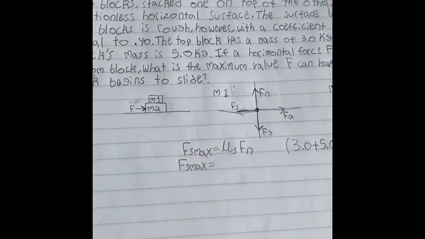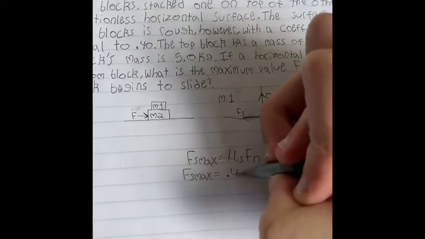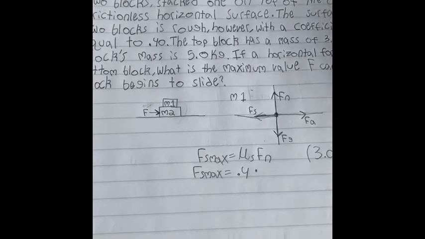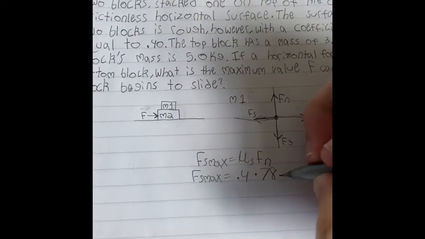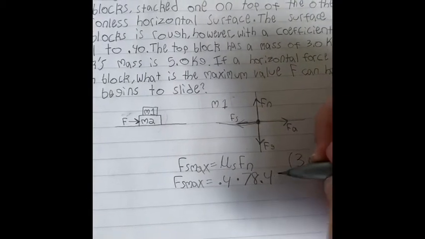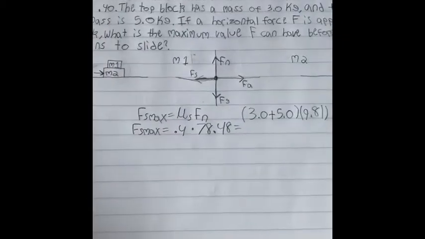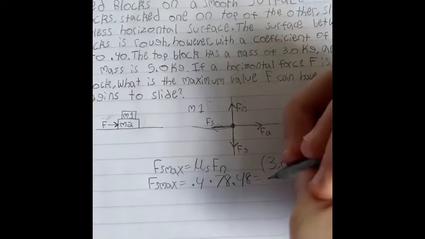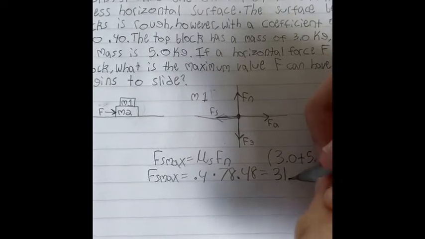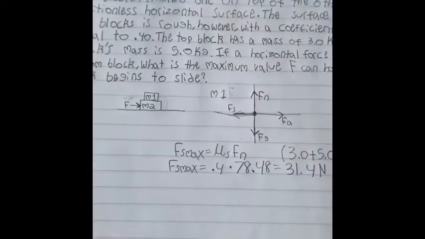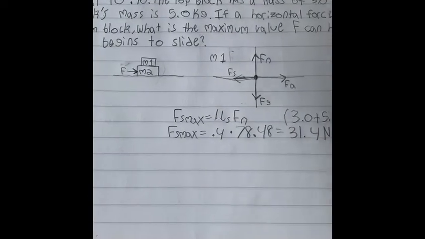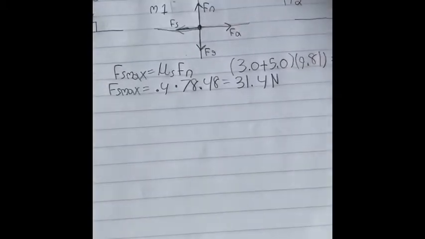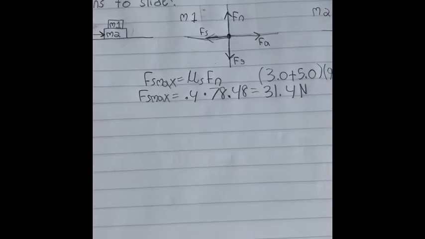So now we can set up the equation where Fs max equals mu s, which is 0.4, times the normal force on the two blocks, which is 78.48. That will give us approximately 31.4 newtons. So if more than 31.4 newtons of force is applied to the bottom block, then the top block will begin to slip out.